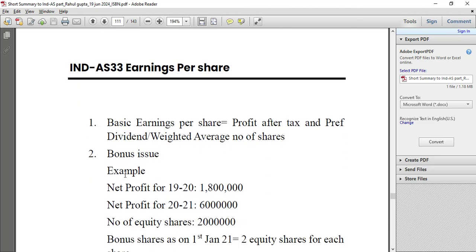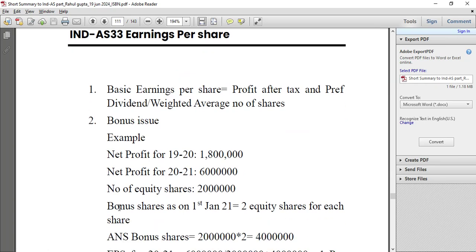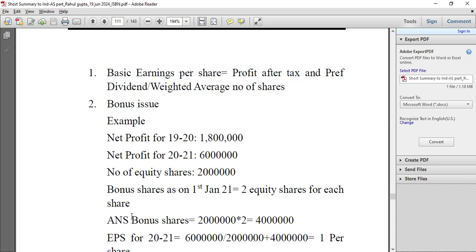Bonus issue, example. Net profit for 1920 is 18 lakhs. Net profit for 2021 is 60 lakhs. Number of equity shares is 20 lakhs. Bonus shares on 1st January 21: two equity shares for each share.